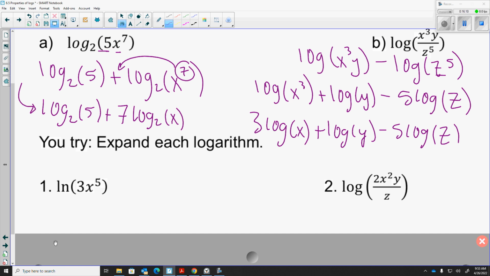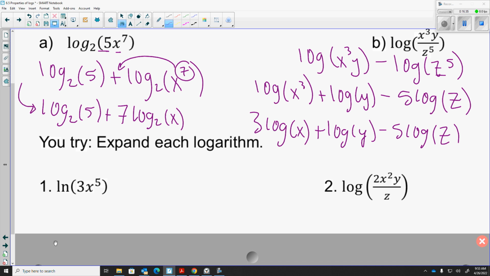Let me ask you this real quick. This thing, how many pieces are in the top? There's 3: 2, x squared, and y. So when you get to that point, you're going to do division first, right? So it'll be log of what's on top minus log of what's on bottom. But then that's actually going to split into 3 logs because there's 3 pieces.